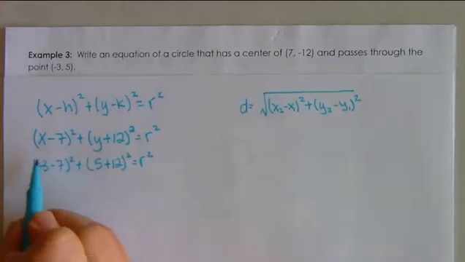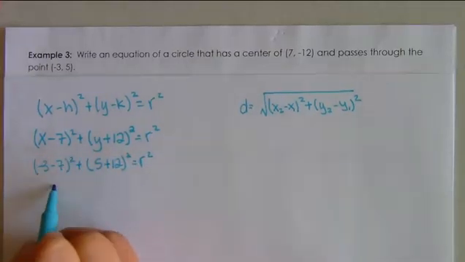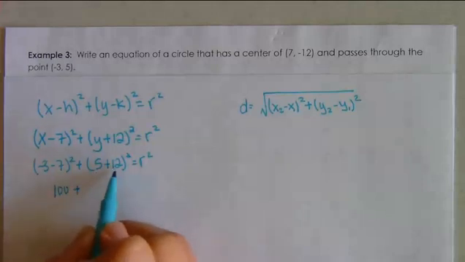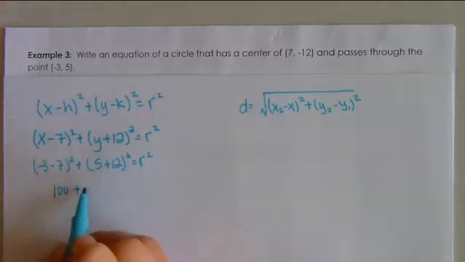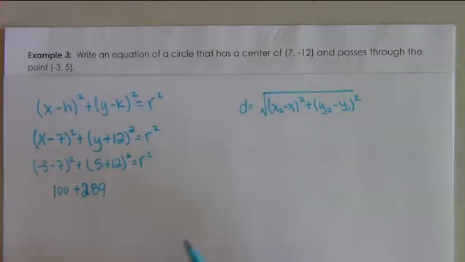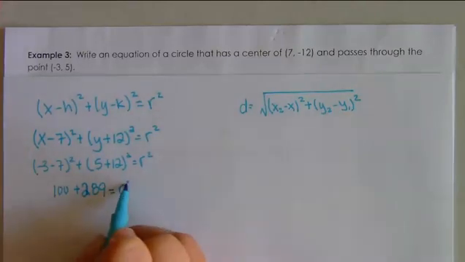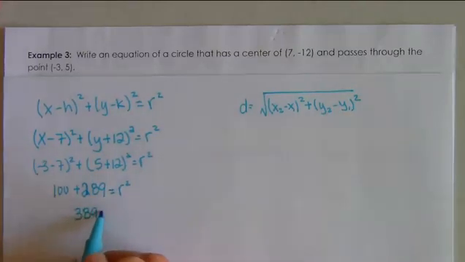So now I can simplify this. A negative 10 squared is going to be 100. And 5 plus 12 squared, that's 17 squared, is 289, sorry. So now I get that r² is 389.